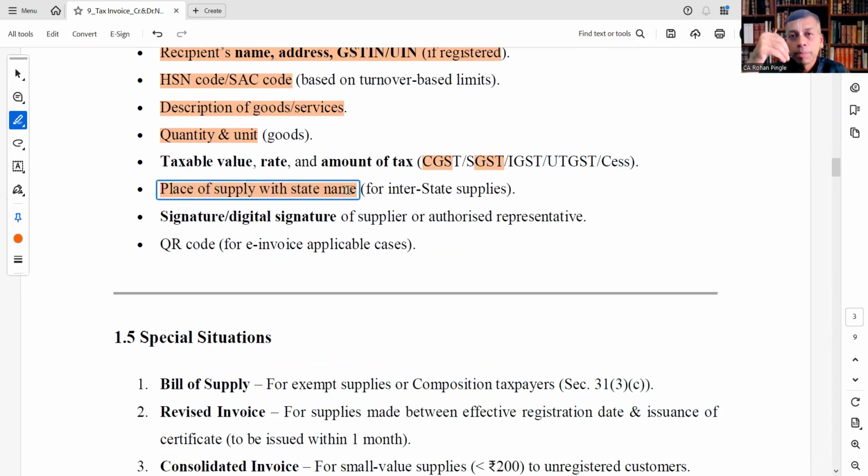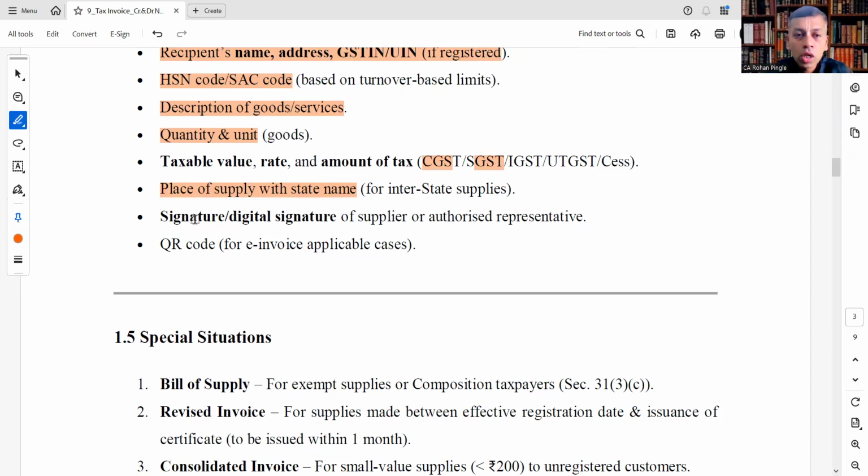Then place of supply with state name. For interstate supplies, it is a must. What is the place of supply? Means address is of course important, but many times in case of interstate supplies, the address would be within the state, but the place of supply is out of the state. Okay, that is between the two states. So place of supply with state name is very much important.